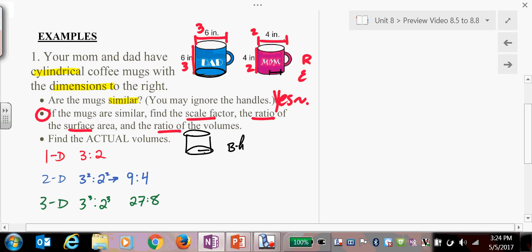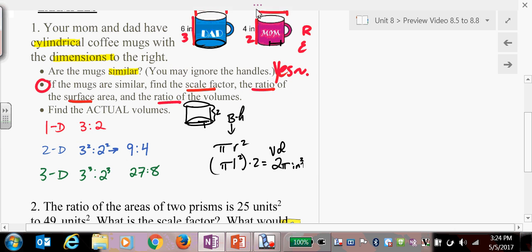So the smaller mom, your radius is 1, and your height is 2. That's because your diameter is 2. So our base is pi r squared. That means our radius is 1 squared. And our height is 2. So the volume of the mom mug is simply going to be 2 pi inches cubed.